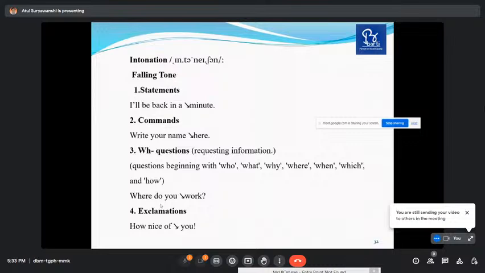So, in these four conditions, in statements, commands, WH questions, and exclamations, falling tone is used. As I told you, intonation simply means the melody of speech. When British people speak the English language, there is a certain rhythm in their speaking, and this is nothing but intonation, melodious speech. In Marathi, we can call it 'chhan bolna', intonation.